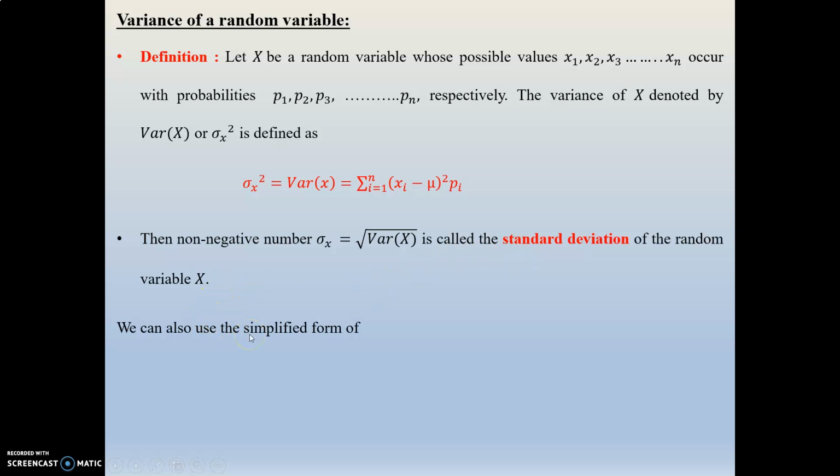We can also use the simplified form of this equation to find variance of x. Sigma i equal to 1 to n of xi square pi minus (sigma i equal to 1 to n of xi pi) whole square. This is expectation of x square minus (expectation of x) whole square, or you can represent it like this also. Variance of x is equal to expectation of x square minus (expectation of x) whole square, where expectation of x square is sigma i equal to 1 to n of xi square pi. So if we write this formula, you can use this one for finding this one. This way also you can write this formula. These are the simplified formulas.